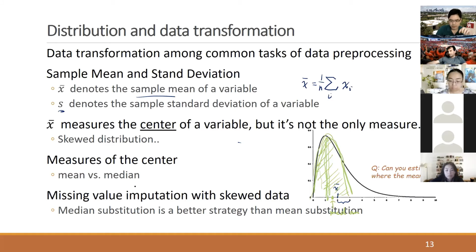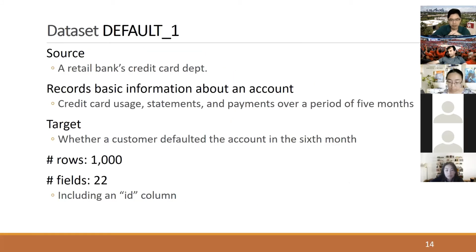Yeah? Let's move on. Okay, let's play with the data a little bit. So this data set is the default one. It's from a retail bank. It's a subsample of a larger sample. I've taken a subsample just to make it simpler and make it more fun to play with. It describes customers of the credit cards of this bank.